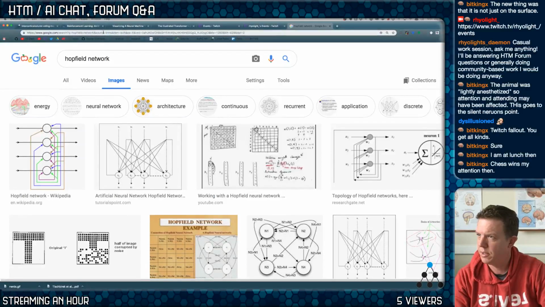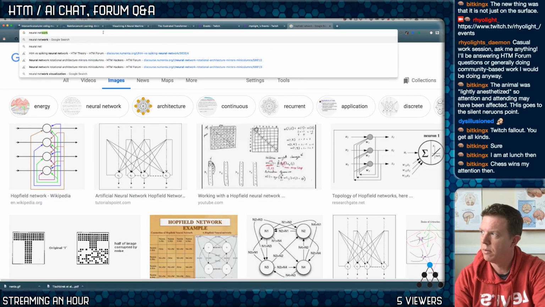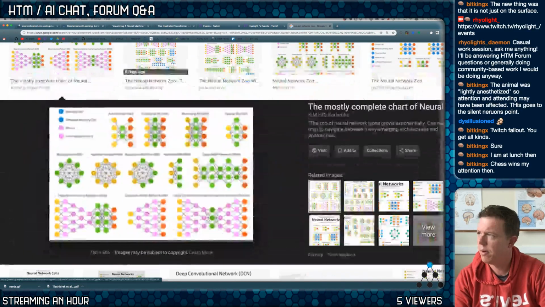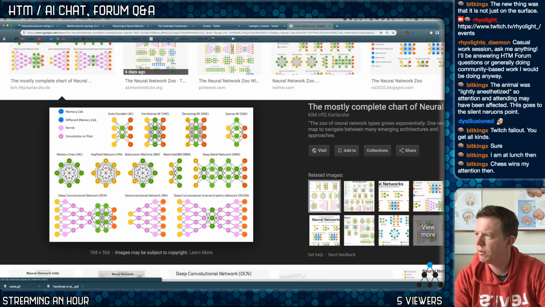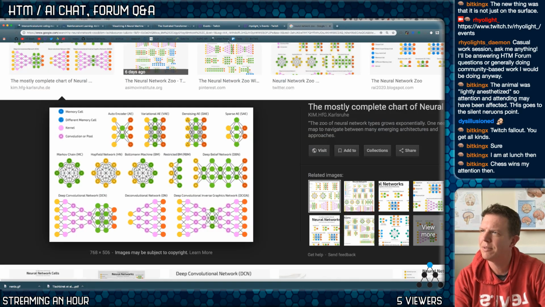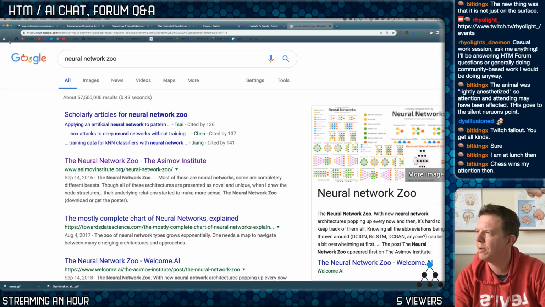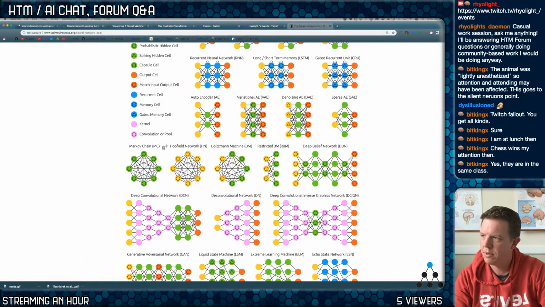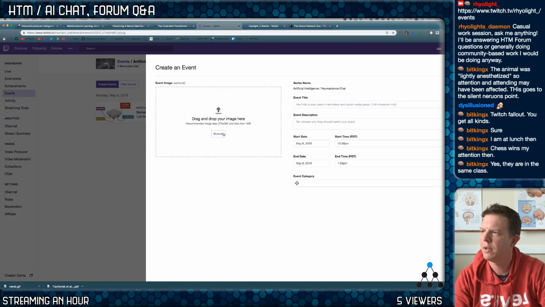Let's look at the neural network zoo. Maybe we'll just use those pictures. There it is, Hopfield network, Boltzmann machine, Markov chain. I understand a Markov chain. What did I just do? This isn't exactly where I thought I was gonna go. This is where I want to go. All right, so I'm just gonna swipe these because I like these pictures. We'll talk about that.